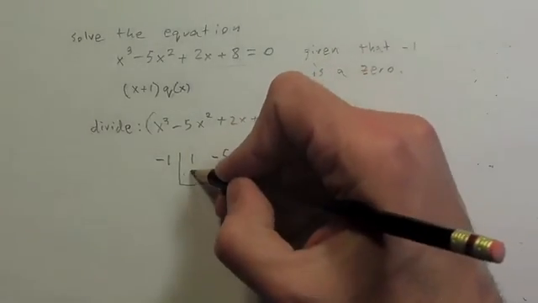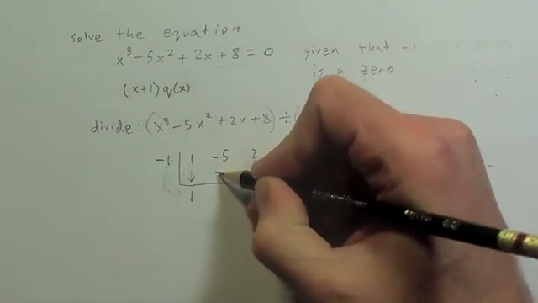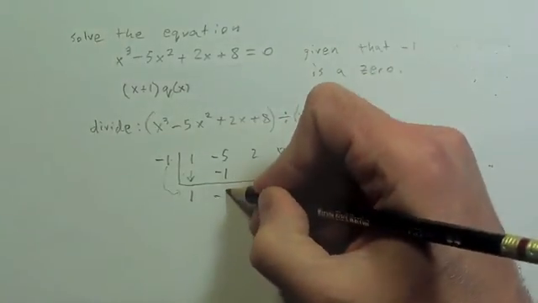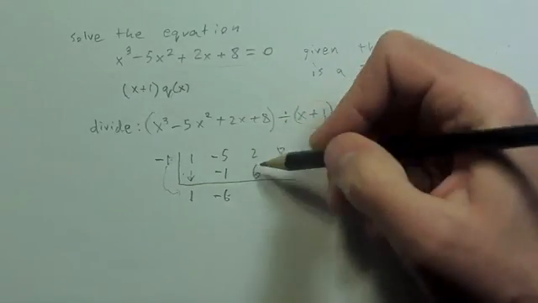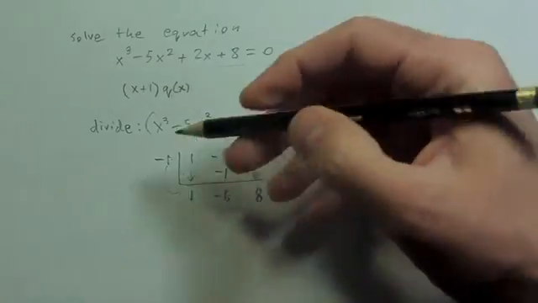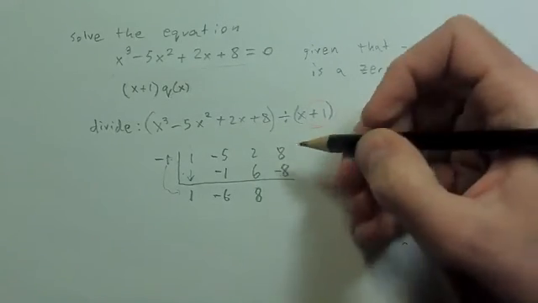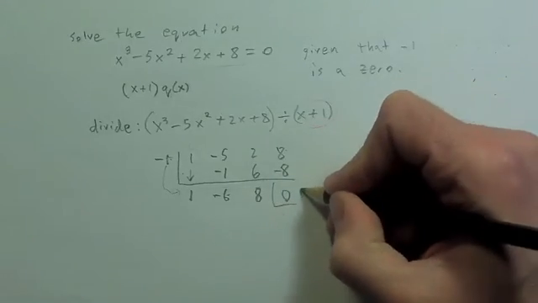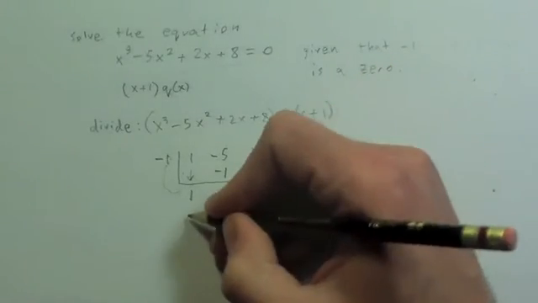But let's see. I'll drop this 1 down, do my multiplication. -1 times 1 is -1. And then I sum these up. So -5 minus the 1 will give me a -6. Okay? -1 times -6 is a positive 6. Now I'll sum these up and get an 8. And then this -1 times the 8 gives me -8. There we go. And look at that. 8 minus 8 gives me 0. So this is my remainder, 0, and then I'll get constant x squared.